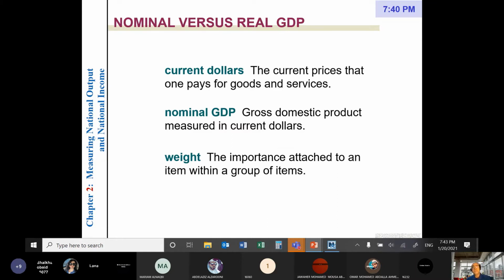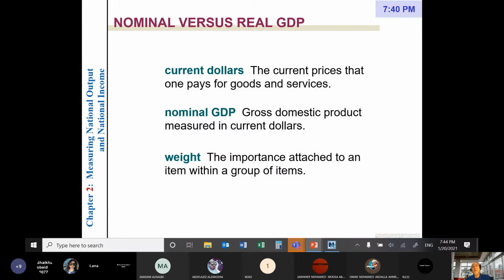Umar. Hello, Doctor. Go ahead. Okay. Nominal GDP: gross domestic product measured in current dollars. Okay, so what is a nominal GDP? Q times P, quantity times the price, to calculate nominal GDP.